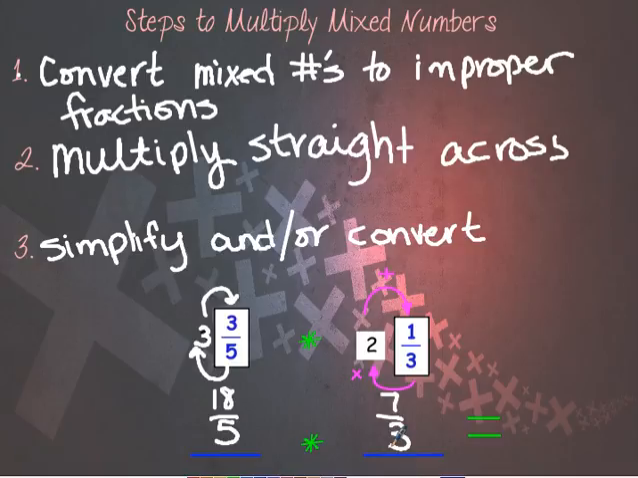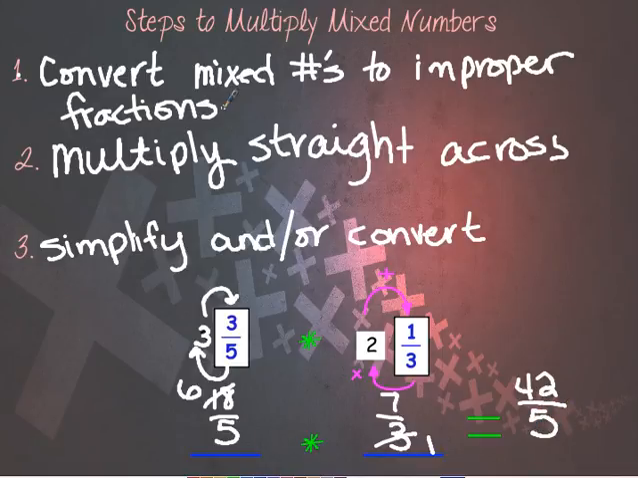Okay, so now I'm going to do my cross simplification. So 18 and 3 can both be divided by 3. 3 divided by 3 is 1. 18 divided by 3 is 6. Now if I multiply straight across, 6 times 7 is 42, over 5 times 1 is 5.